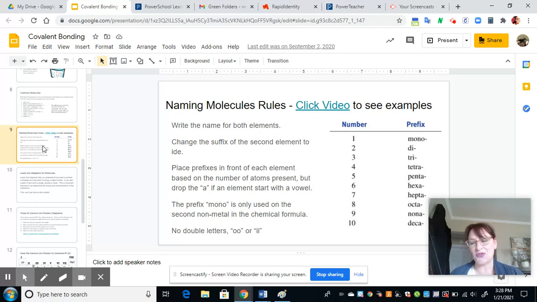Sometimes you'll get double and triple letters, like carbon monoxide. It would actually be two O's and make an oo sound. Just drop one of the O's. Sometimes you'll get two I's, like triiodide would be three iodines. Just drop one of the I's. And also, we never start with mono. If your first element has only one, you just say the name of the element. Like we don't say monocarbon dioxide, we just say carbon dioxide.